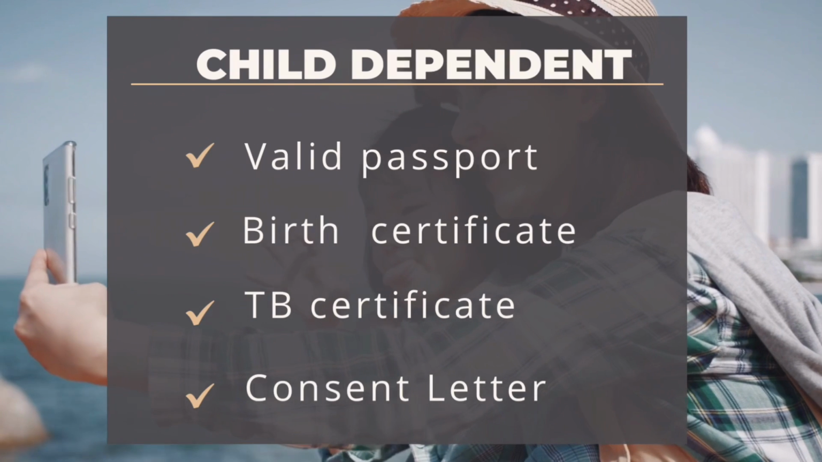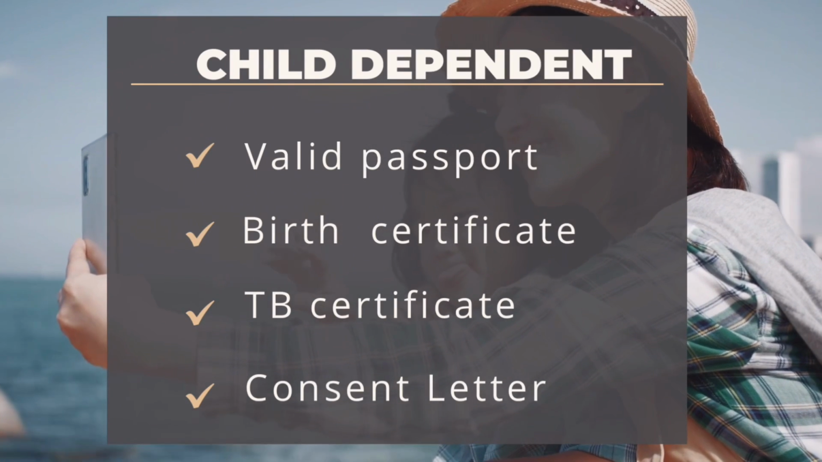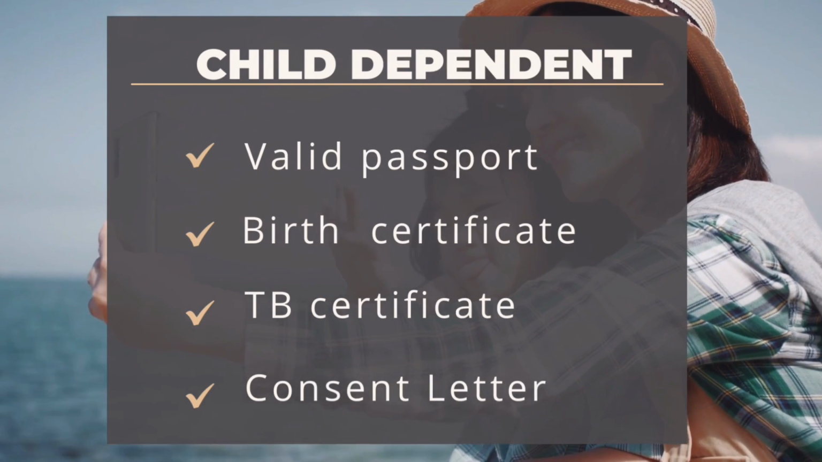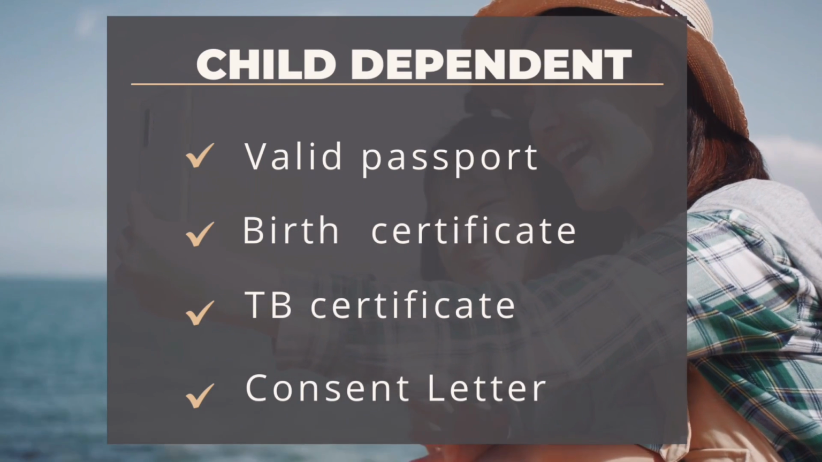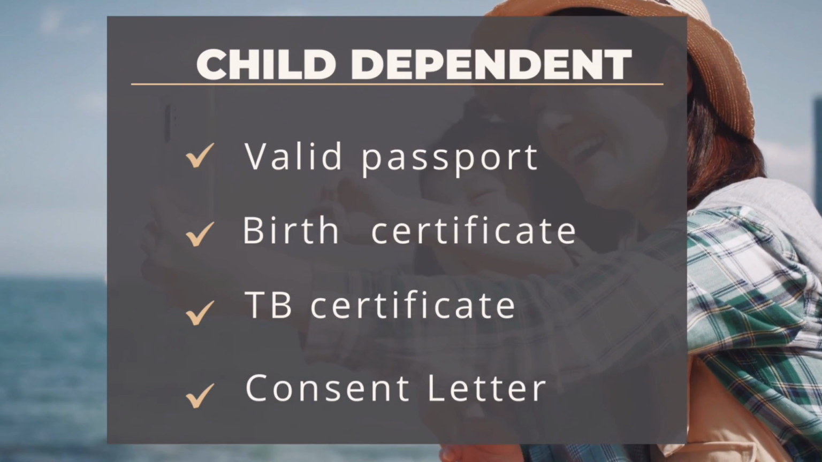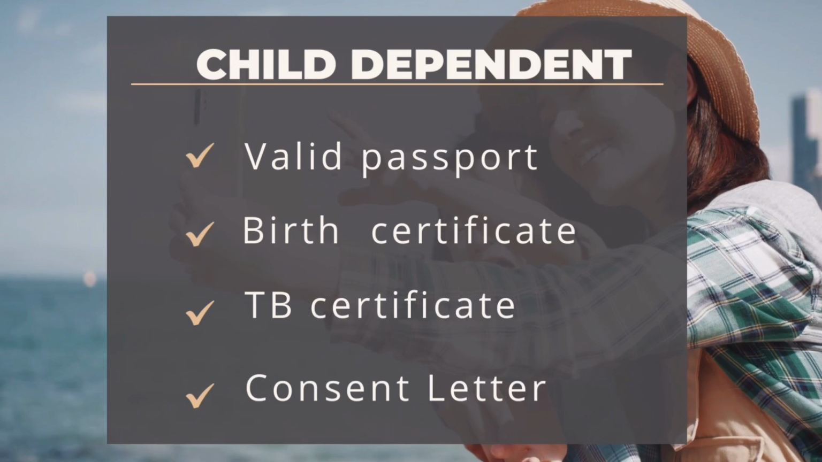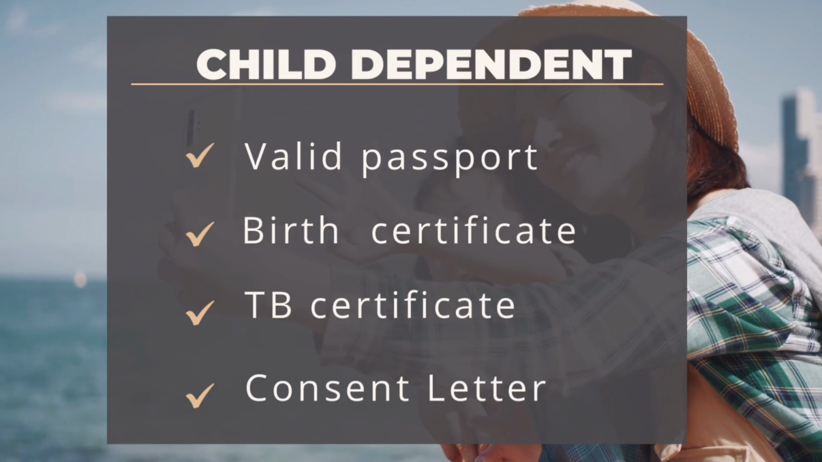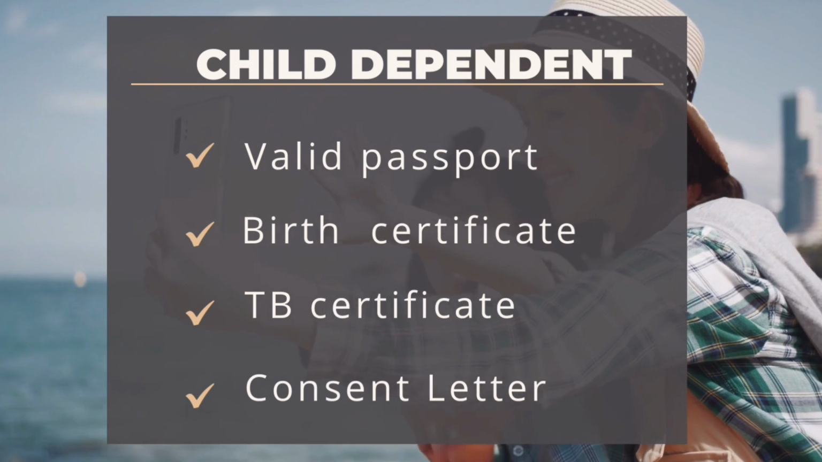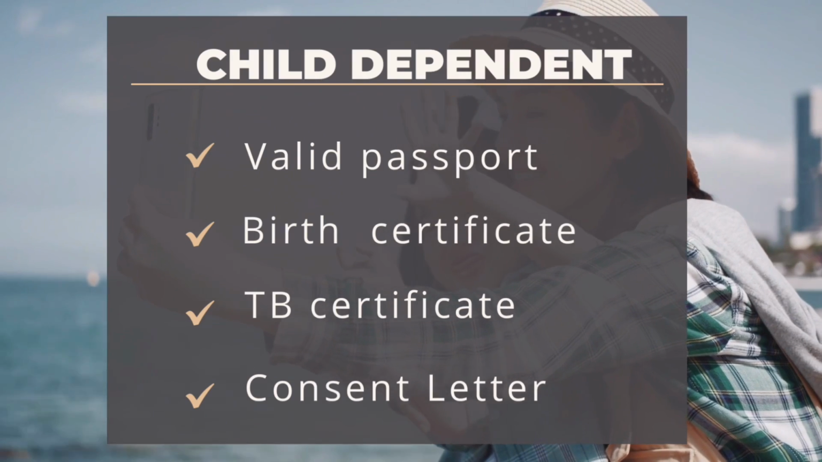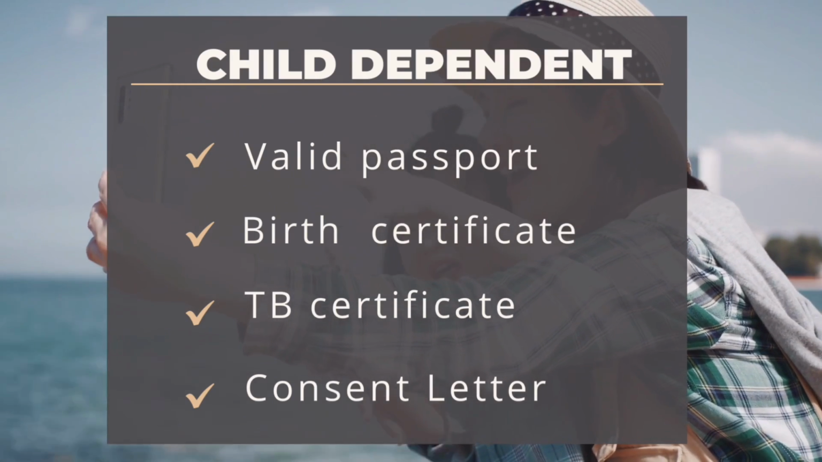So here are the following requirements to apply as a child dependent. Number one, of course, a child must have a valid passport. Number two, birth certificate. Number three, TB certificate. And lastly, a letter of consent from both of the parents, but if it's not applicable, you can make your invitation letter explaining your circumstances.